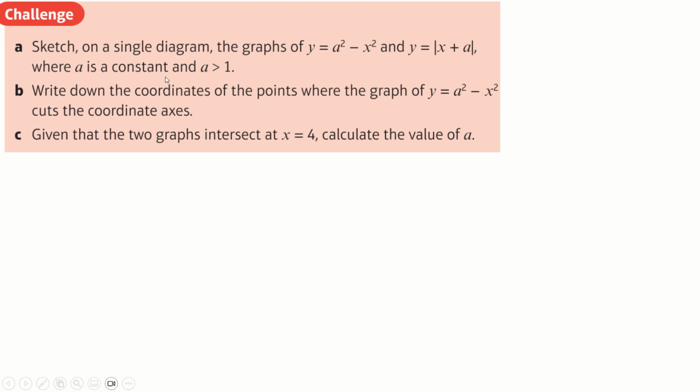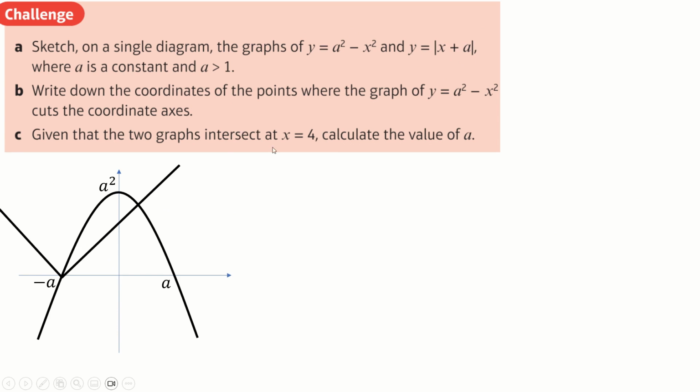Good. Next one then, on a single diagram, sketch this and this. So this is just an upside down parabola with y-intercept of a squared and roots at a and minus a. All good. This is just a line. Now, y equals mod x is just a v shape like this. This has been shifted a units to the left, so it's just over here somewhere, like this. Write the coordinates of the points where the graph cuts the coordinate axes, so that's going to be (-a, 0), (a, 0), and (0, a squared), so that's fine.